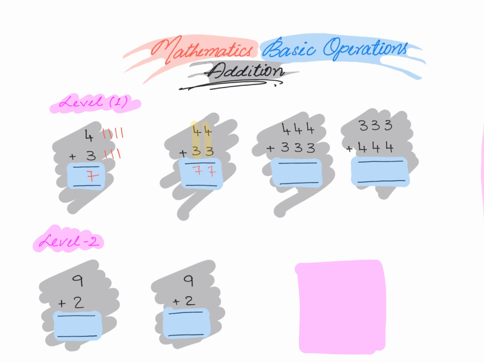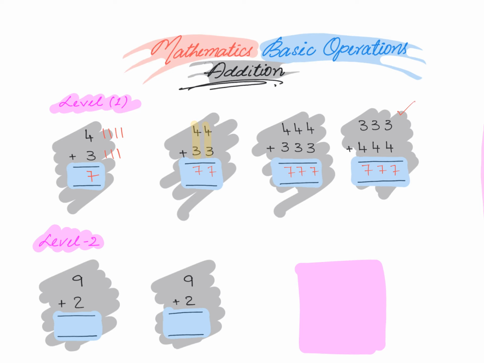Now let us see the last two problems of level 1. 4 plus 3 we have already solved. 4 plus 3 gives 7, the 4 plus 3 in the second column from the last gives 7, and the third column from the last gives again 7, and the answer is 777. Now coming to the last one: 3 plus 4 gives 7, 3 plus 4 over here gives again 7, and 3 plus 4 over here gives again 7.